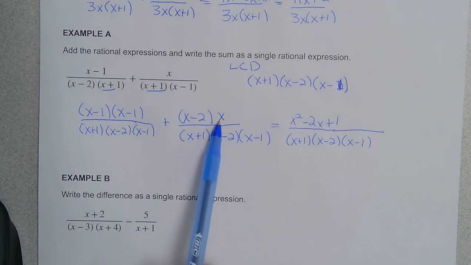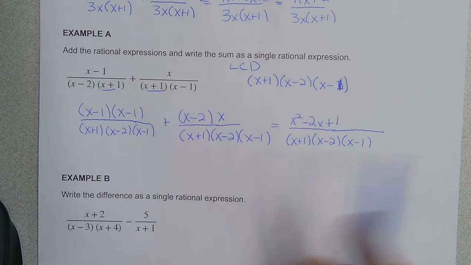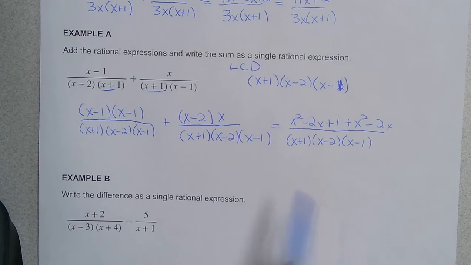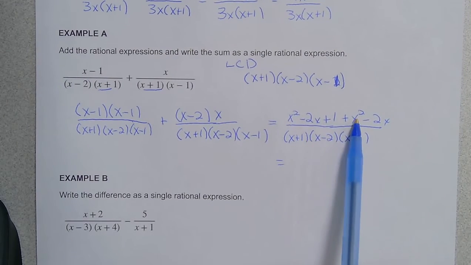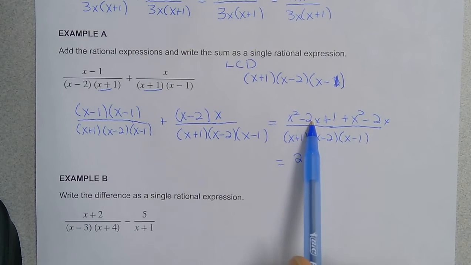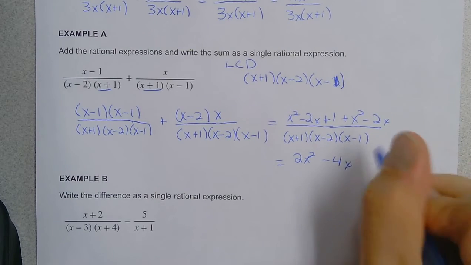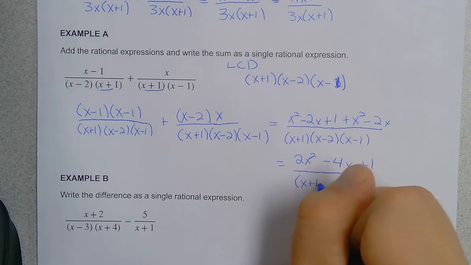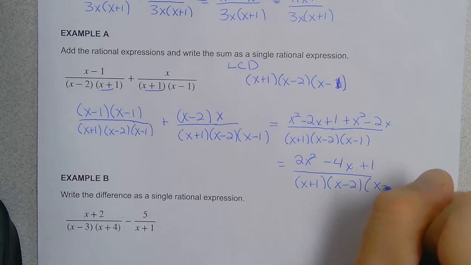And then I still have to distribute my x to x minus 2. So that's going to be x squared minus 2x. So I'm going to add x squared minus 2x. Then I'm going to chain this down and combine my terms. So I have x squared plus x squared, which is 2x squared. And then negative 2x minus 2 more x would be minus 4x. And then plus 1. All over x plus 1 times x minus 2 times x minus 1.